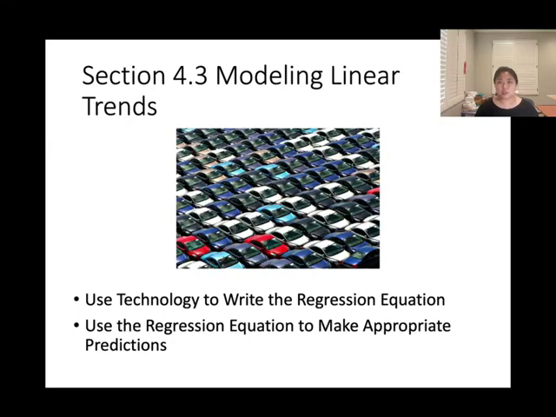Session 4.3 Modeling Linear Trends. Use technology to write the regression equation. For these sessions, we're going to learn how to create the regression equation. Remember in session 4.2, we talked about the scatter plot. When we draw the straight line from there, if all the points are close to the straight line, we're going to say that is a strong linear correlation. And what is that straight line? That straight line we call the regression equation.